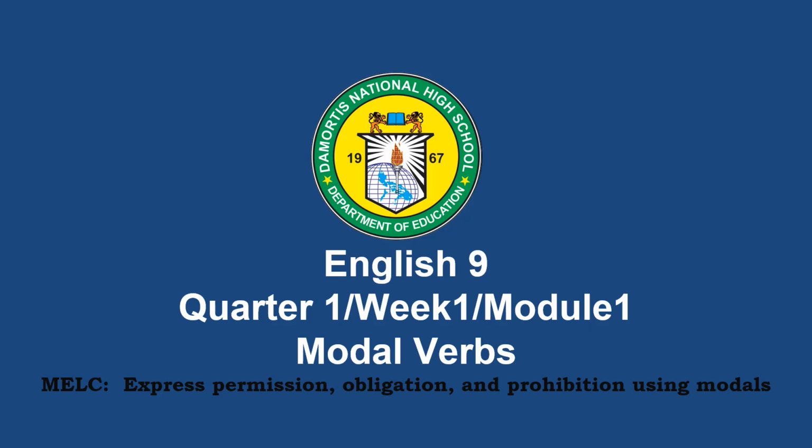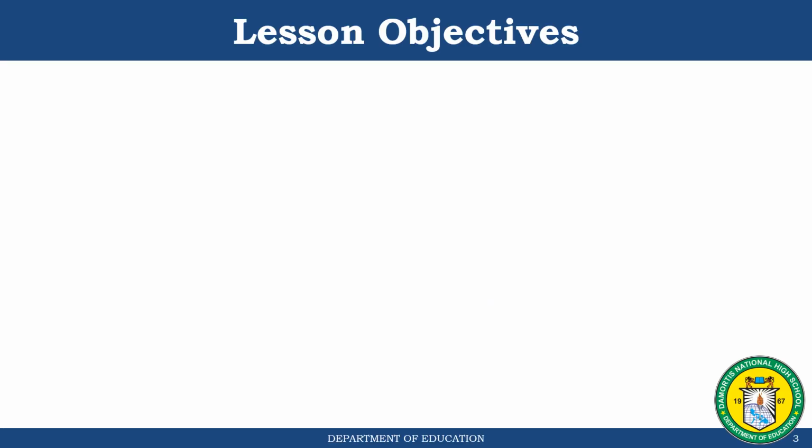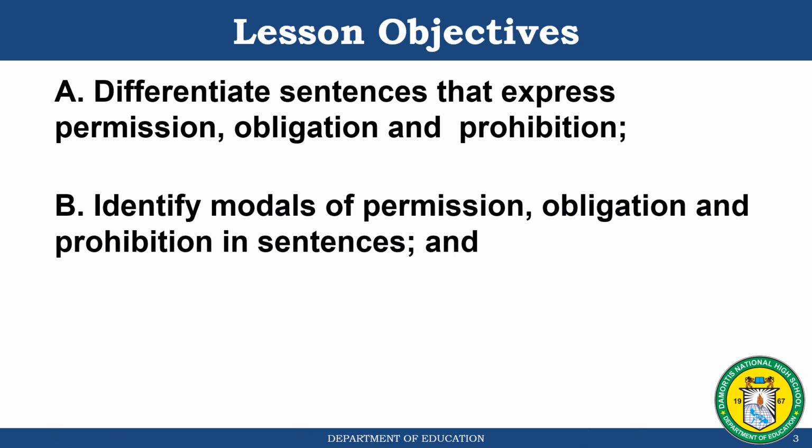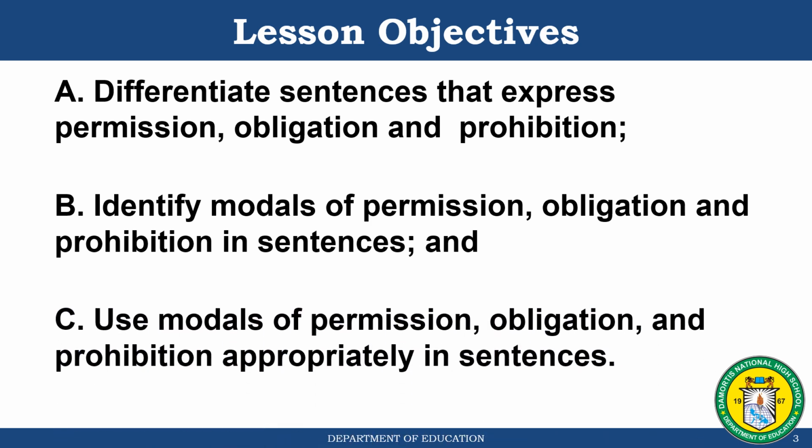Welcome to English 9 on modal verbs. To commence our lesson for today, let me present to you our lesson objectives. At the end of this module, you should be able to differentiate sentences that express permission, obligation, and prohibition. Identify modals of permission, obligation, and prohibition in sentences. And use modals of permission, obligation, and prohibition appropriately in sentences.